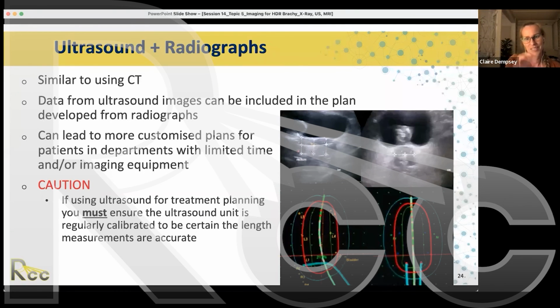You need to make sure that the distance values the ultrasound unit gives you are accurate. So you need to make sure that the ultrasound unit is calibrated. There are phantoms that you can purchase, or you could make a phantom in-house, just to make sure that if your ultrasound unit says that this distance here is 1.5 centimeters, that actually is what it is. So I can't stress that enough. If you're going to be relying on measurements from an ultrasound unit, you need to make sure those measurements are accurate when you put them into the treatment planning system.